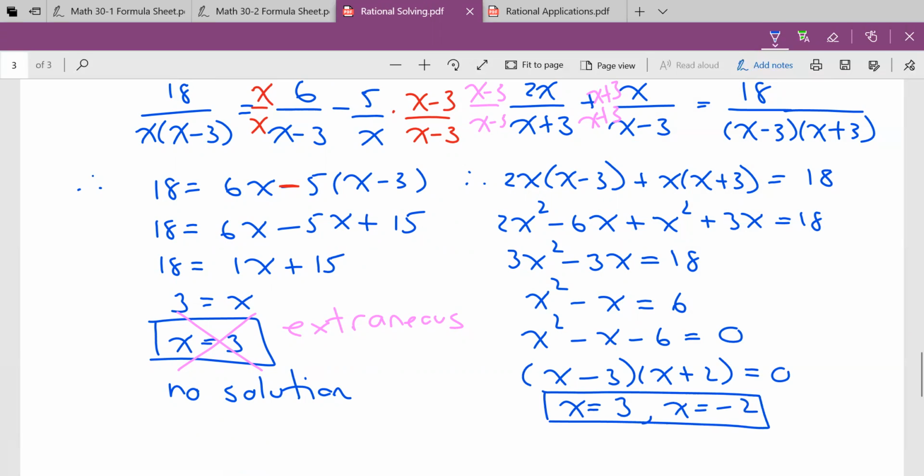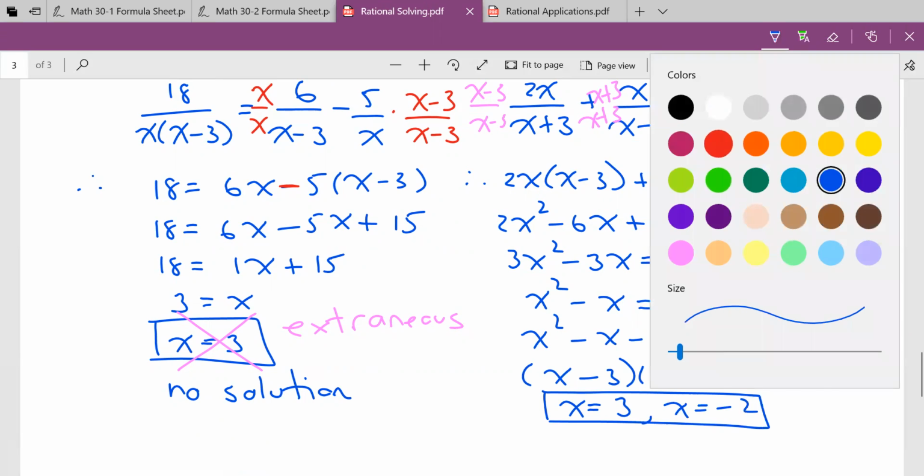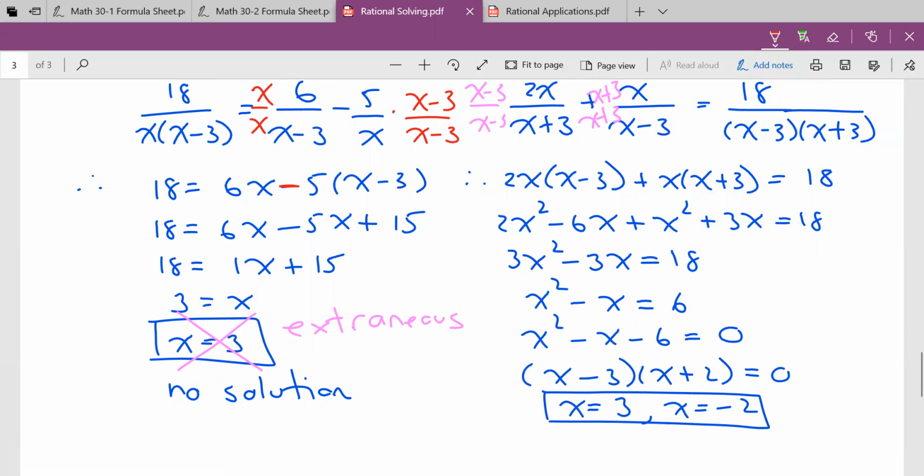No, not right. Again, notice what I missed. I never stated my non-permissible values. Should be x can't equal positive negative 3. So you see, if I hadn't said that, I wouldn't have thought to cross that one off and say extraneous. So our only solution is x is equal to negative 2. So I can't stress enough how important it is to find those non-permissible values, box them for yourself and for your teacher, and then check them at the end.